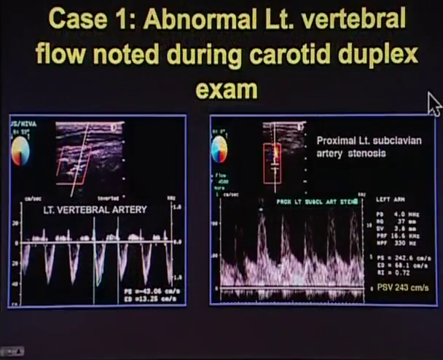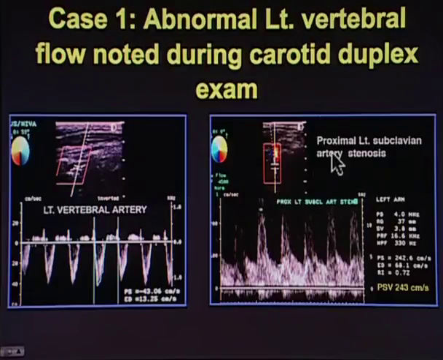This is a case where, during a cerebral vascular examination, carotid duplex, it was noted that the vertebral artery on the left side was flowing in a retrograde fashion. So we're getting flow in the opposite direction here. So we evaluated the subclavian to try and determine, again, this patient had a pressure gradient lower on the left side than the right side by at least 20 millimeters.